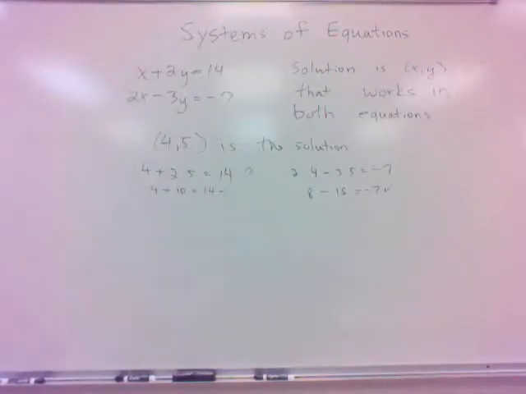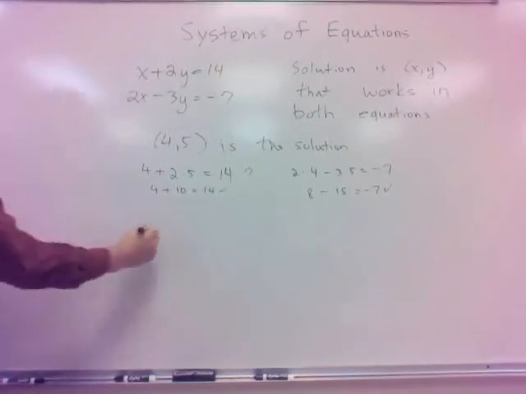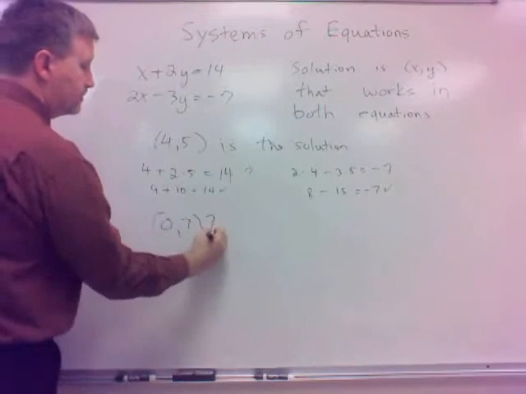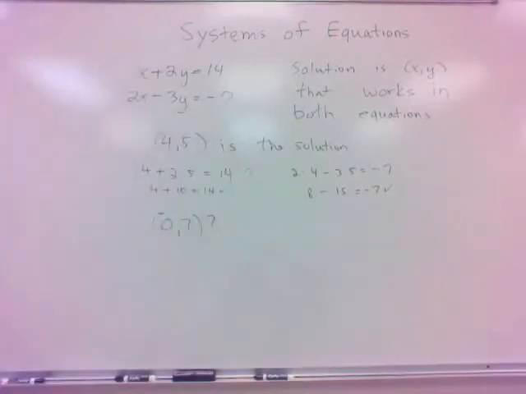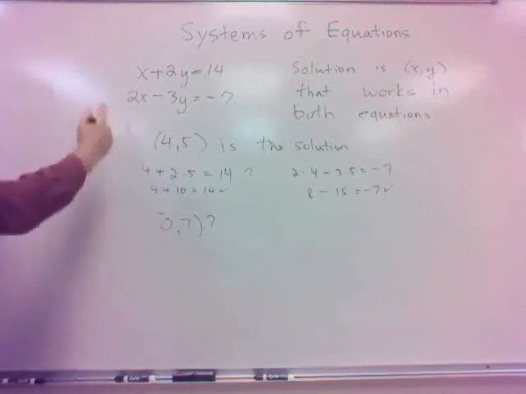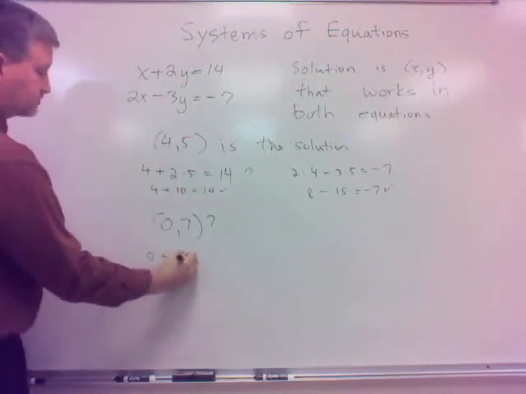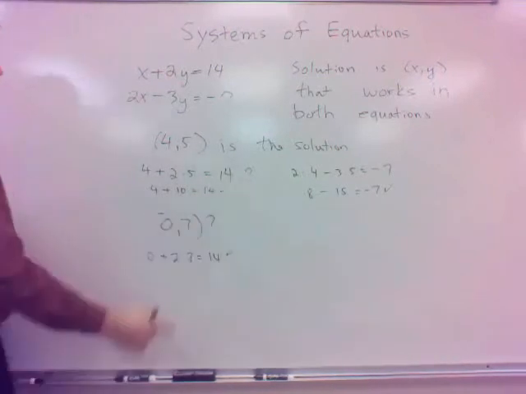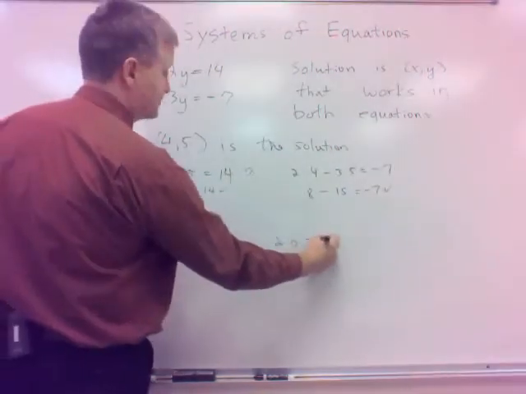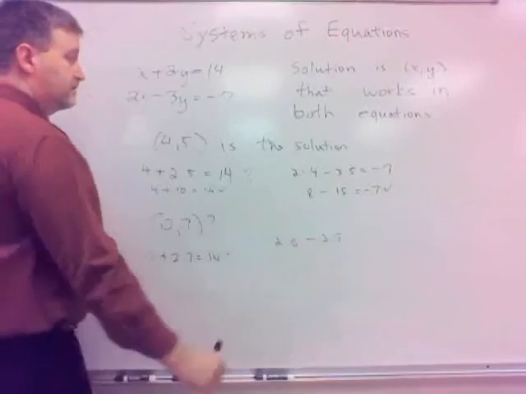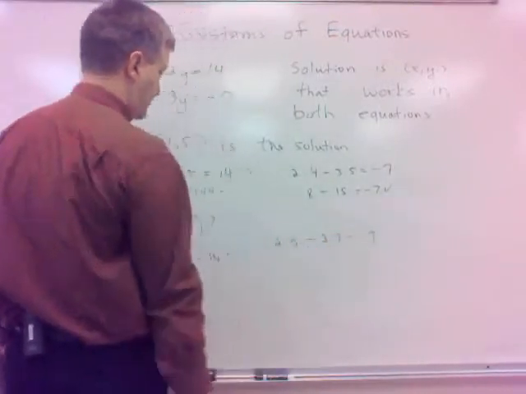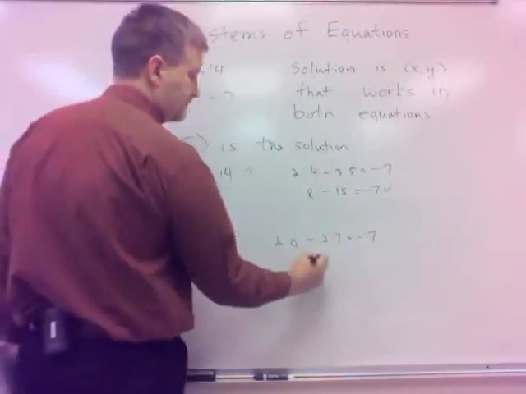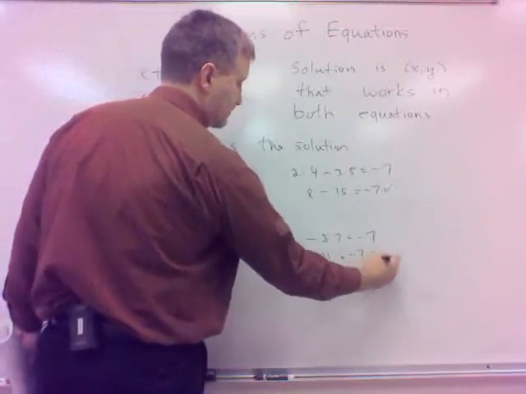And it's not enough to just work in one of them, because what about 0, 7 for this system? Is it a solution? 0, 7? Works in the top one, doesn't it? So if it works in one of them, that's enough? No. It works in the top one, that's true enough, but what about the bottom one? 2 times 0 minus 3 times 7 does not give me negative 7, does it? It gives me negative 21 equals negative 7, so no.